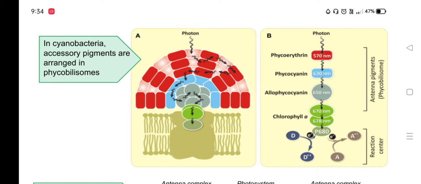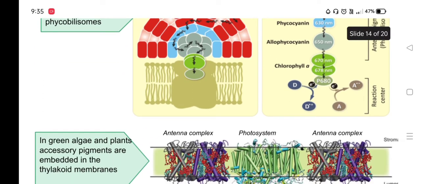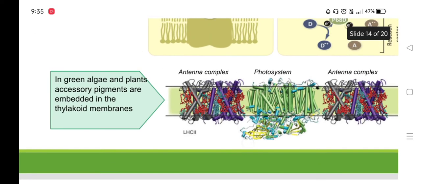What happens? Firstly, when a photon is emitted, it is first absorbed by phycoerythrin, which is an accessory pigment, then phycocyanin, then allophycocyanin. Here the wavelength at which the light is absorbed is given. Lastly it transfers to the chlorophyll A molecule, which is the reaction center. In green algae and plants, accessory pigments are embedded in the thylakoid membrane. We have discussed it earlier.